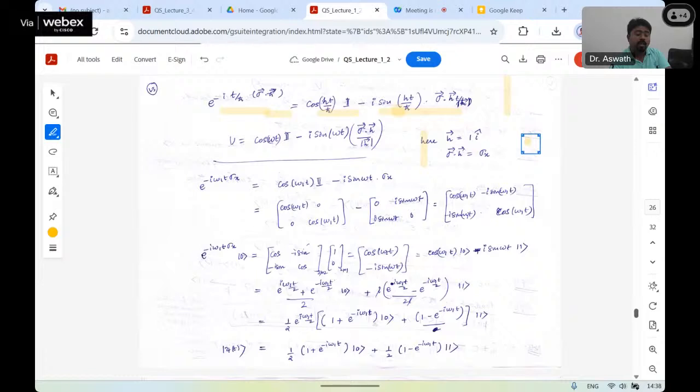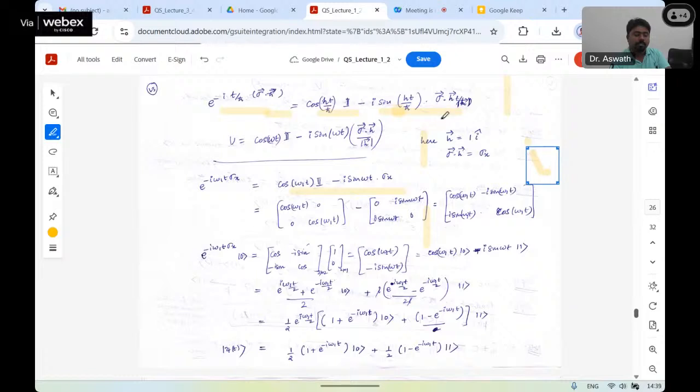For the h vector, I have one, which has only an x component, and sigma dot h would be just sigma x. In that case, if I substitute into the above equation, I get cos omega 1 t times the identity minus i sin omega 1 t times sigma x. Once I get that, I can easily substitute cos omega 1 t into the identity and sine omega 1 t into sigma x.